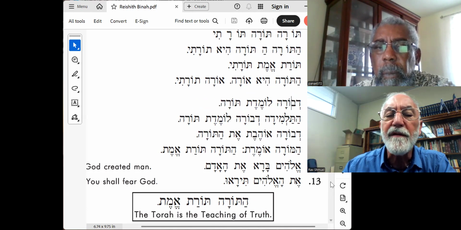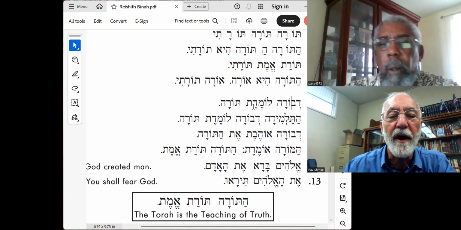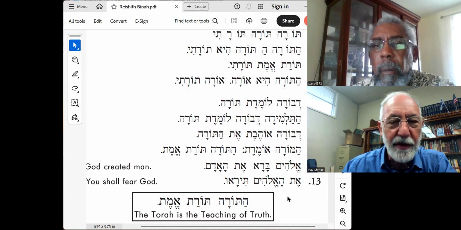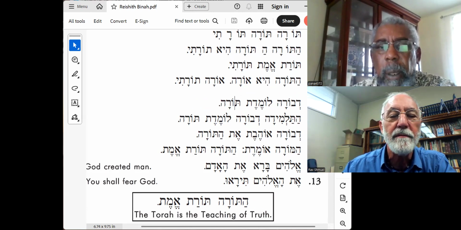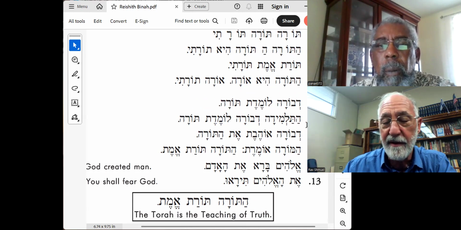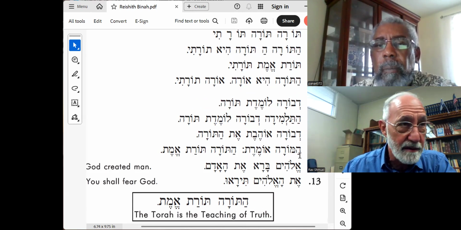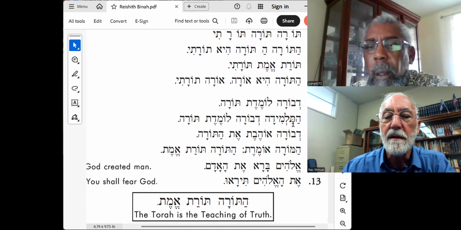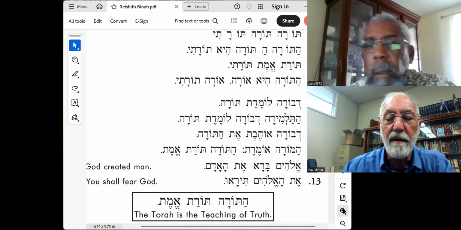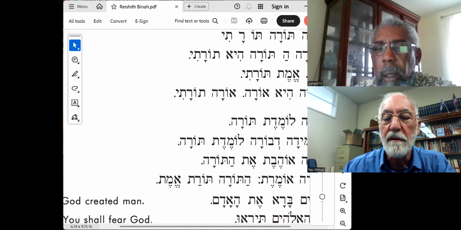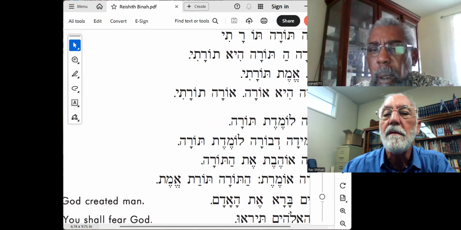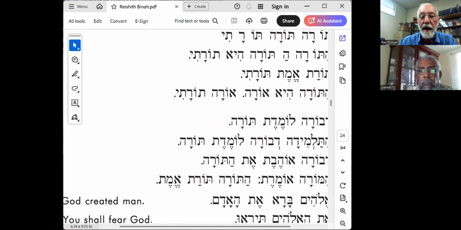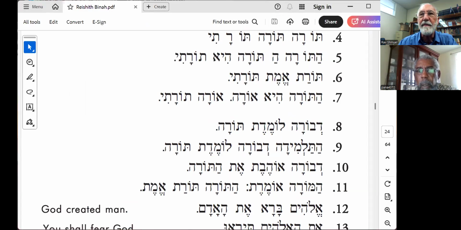Line 8. Devorah, which is Deborah, lomedet, learns Torah. So these are all feminine. HaTalmidah. Do you need me to make this a little bigger? Is that line 9? Student? Hatalmidah is a female student.